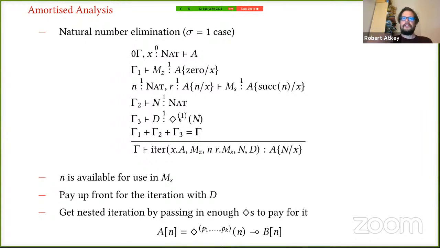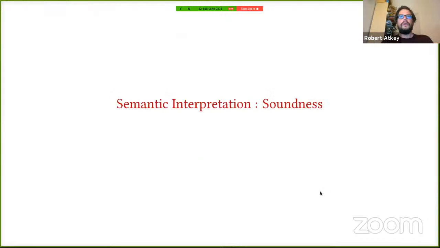And then to get this nested iteration behavior that the Hoffmann and Hofmann system had, we can do it by making A pass in all the diamonds we need to do it. And then we can explicitly shuffle them around to pay for any nested iterations we want to do. But the point here is that we have to pay with this big D for all the diamonds we want to use up front. So I think now with the remaining time, I'll just quickly go through why this system is sound.